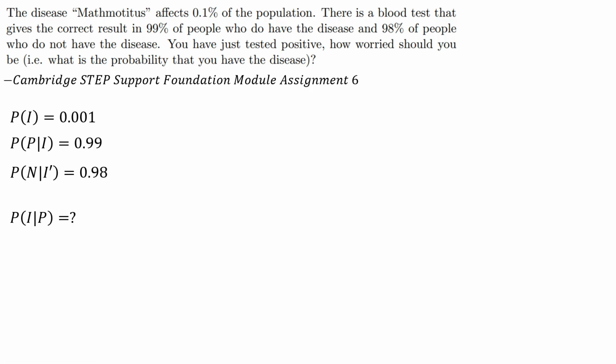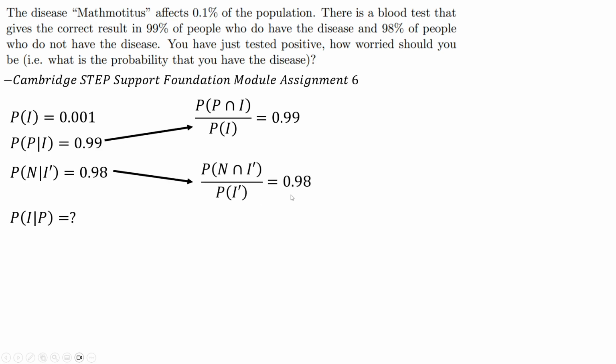It's the conditional probability definition. And that tells us that the probability of P and I over the probability of I is 0.99. Okay, now let's work with this one. It's the probability of N and not I over the probability of not I. And that's 0.98. We know that the probability of I is just 0.001. So we'll plug that in, and then we can just multiply by this on both sides to get the probability of P and I is 0.00099.